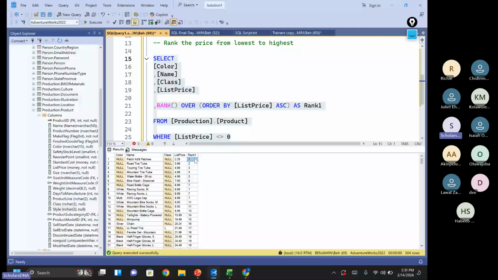So this is how to manipulate things. This time I put it in ascending order, and you can see the way the table has brought in the least price to the highest price.